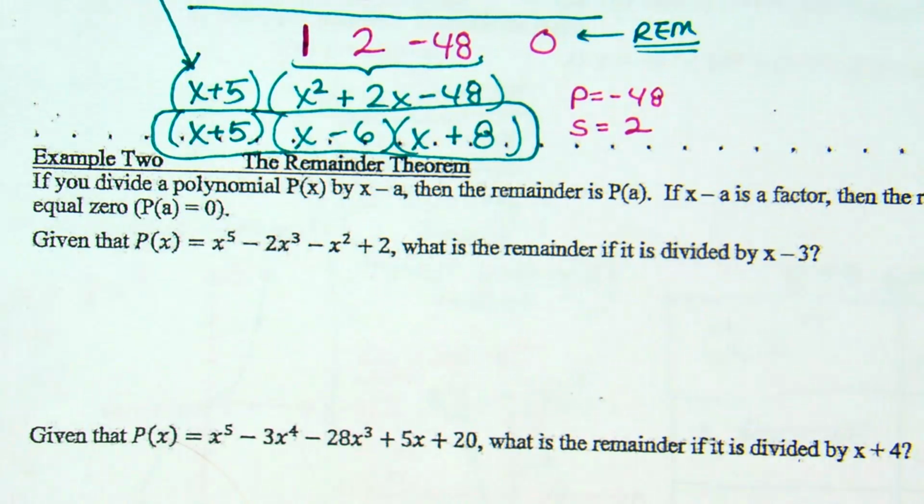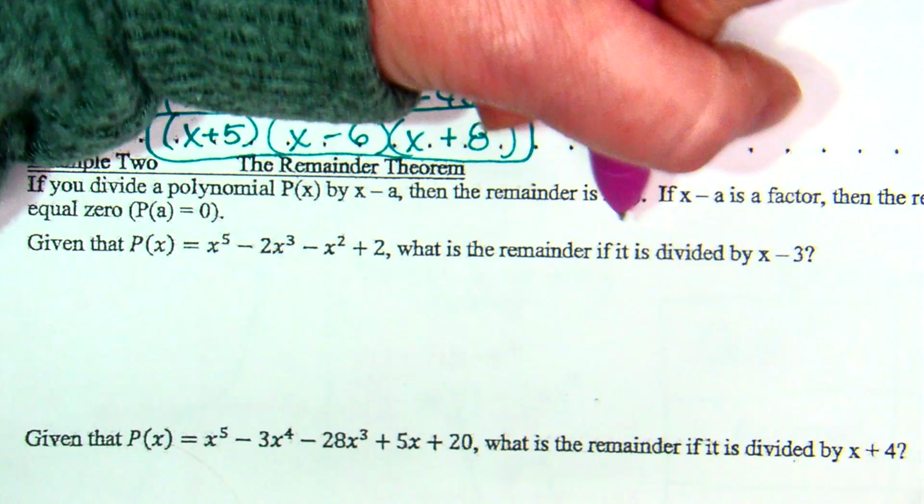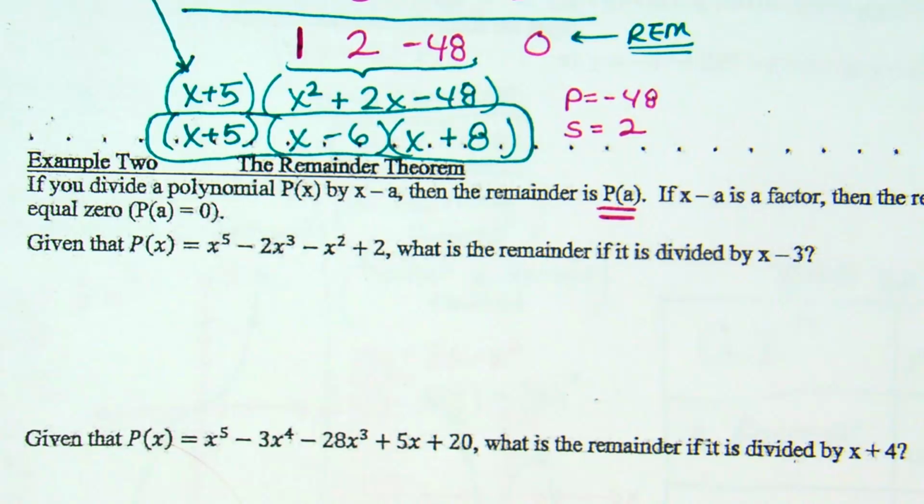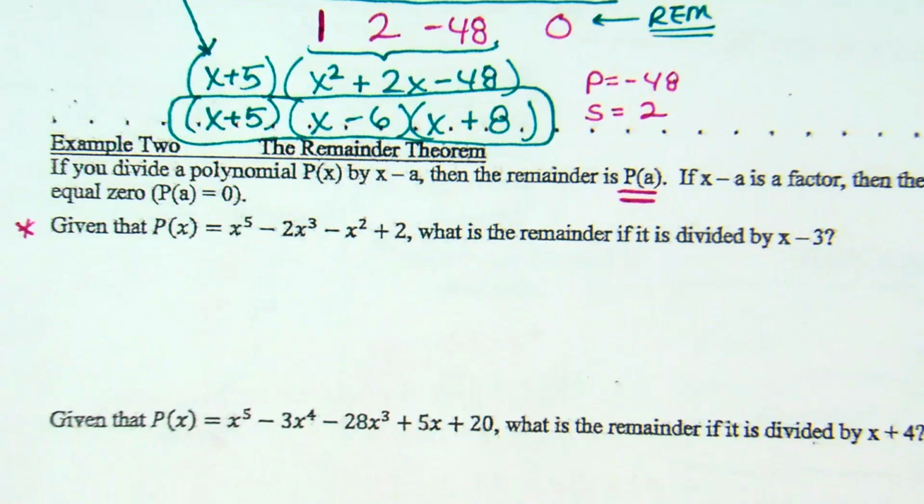But it says if you divide a polynomial P of x by x minus a, then the remainder is P of a. And let me explain what that means using our first example right here. Given this function, dividing by x minus 3. Now, think with me. X minus 3, if we go put that in the box, what number is going to go in the box? 3, right? And so that is what you would plug into the equation that would also help you find the remainder. So I'm going to show you two different ways to find the remainder.